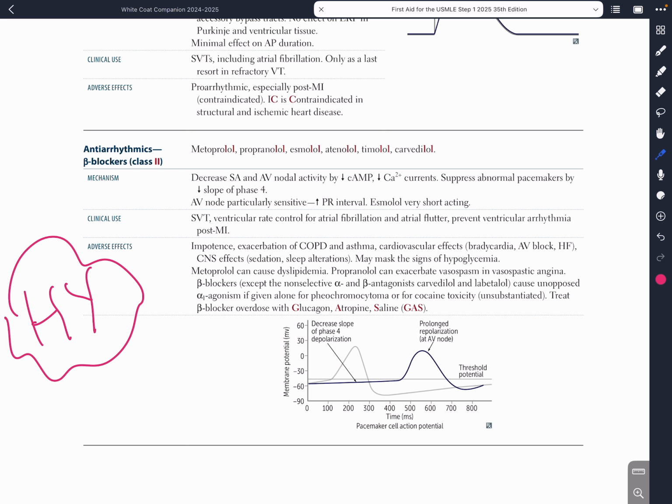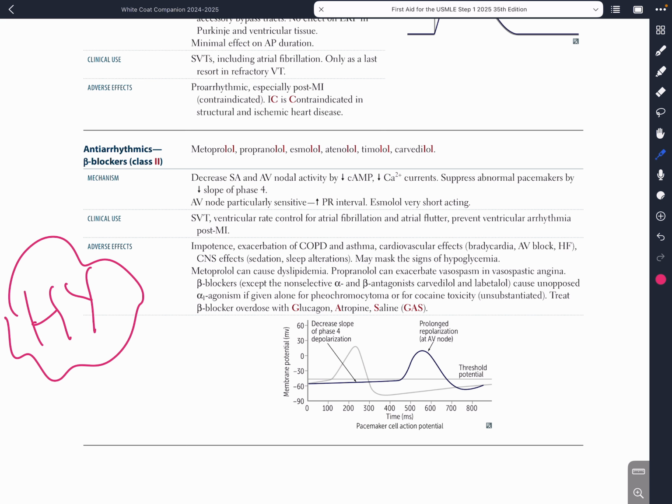Treat beta blocker overdose with glucagon, atropine, saline. So GAS, right? GAS is a mnemonic for beta blocker overdose. So you give glucagon, atropine, saline.